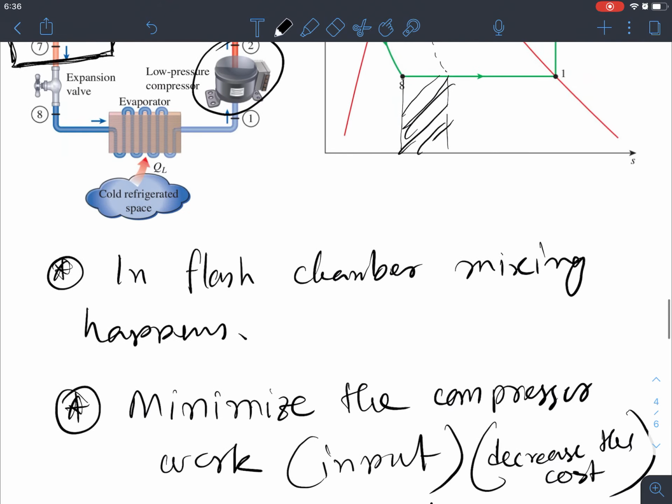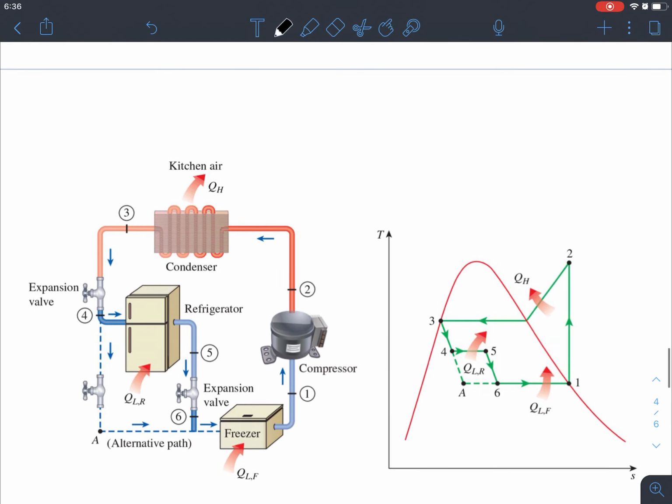Okay, so another innovative method is the multi-purpose refrigeration system with a single compressor. So for example, in many domestic applications, we need what we call a deep freezer, right? So that has really low temperature, and we also need a refrigeration unit at relatively high temperature compared to this deep freezing unit.